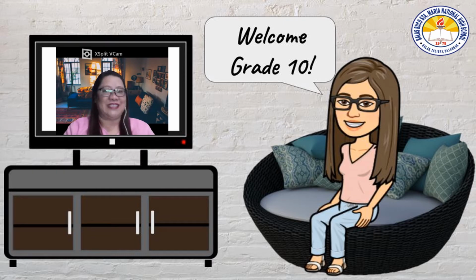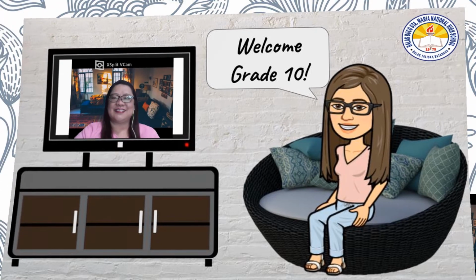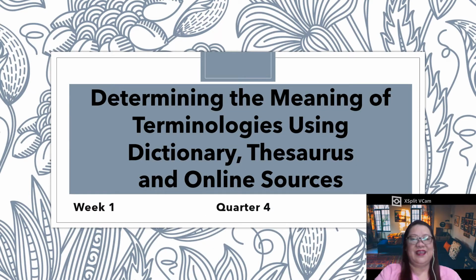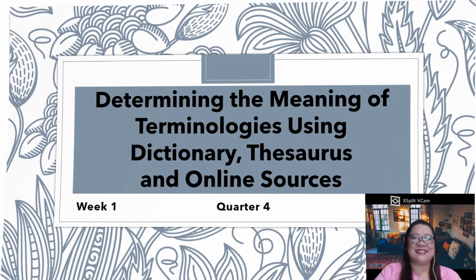And for this week's lesson, we've got it from Region 4A Calabarzon's LEAP or Learner's Package. Determining the meaning of terminologies using dictionary, thesaurus, and online sources. This is the lesson title of week 1. So for this week, we will be working with the dictionary, thesaurus, and online sources.